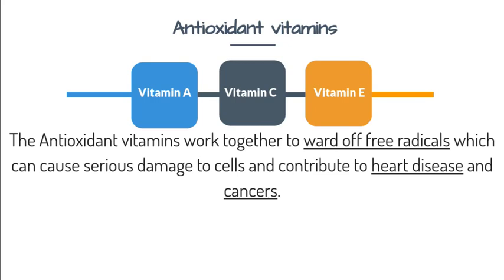So they ward off free radicals, which can cause damage to the cells, which can contribute to coronary heart disease and cancers. So again, we don't want to see standalone functions. We wouldn't want to see that vitamin A produces visual purple, which can prevent night blindness. That is a function of vitamin A, but again, it doesn't link in with the other two nutrients in the interrelationship.